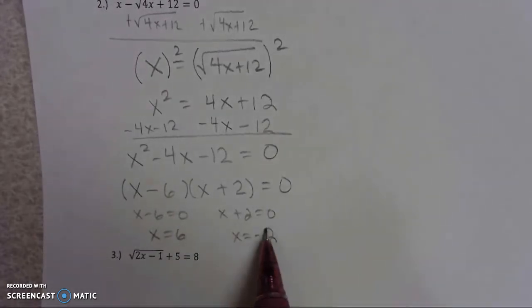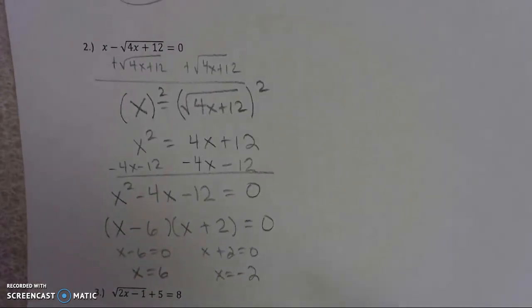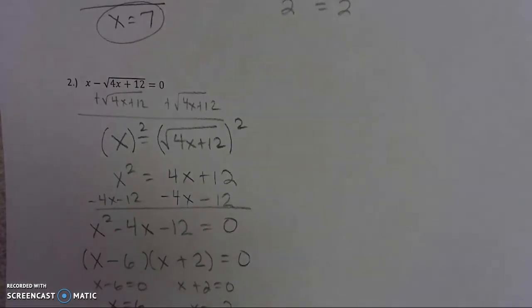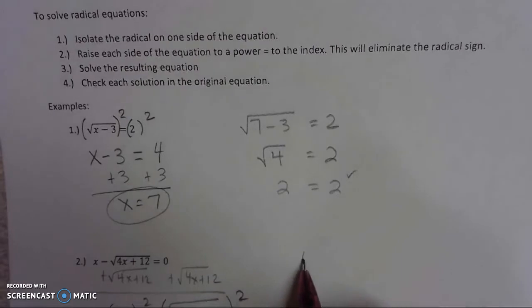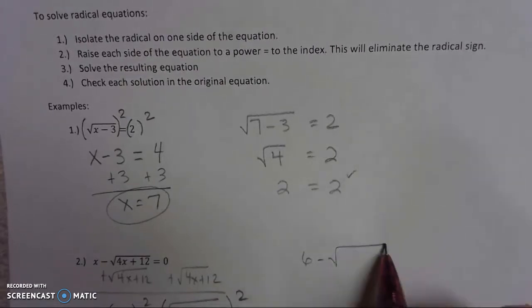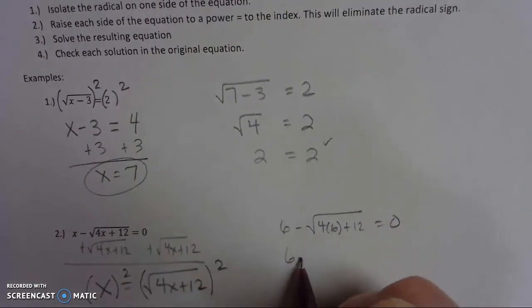Now I want to take both of these and substitute them back into the original equation and verify that they both work. And now you always want to do that, especially with radicals and rationals. Alright, so in my original equation, I'm going to substitute 6 and verify that I get 0 on the left.